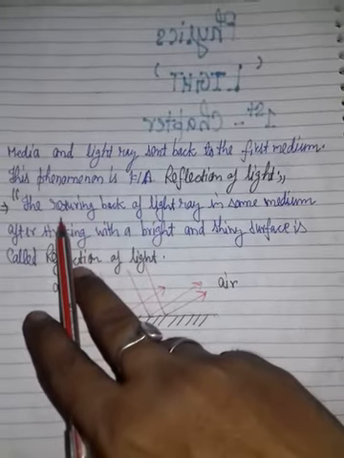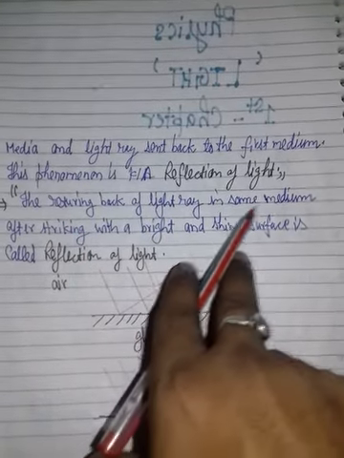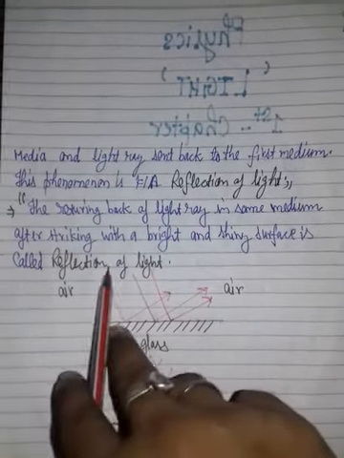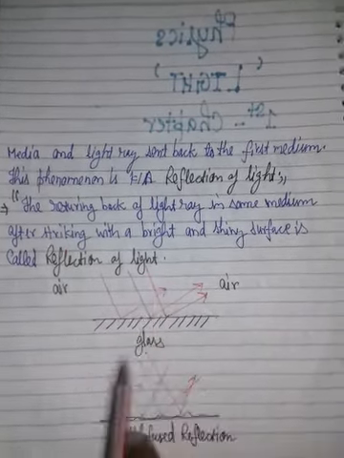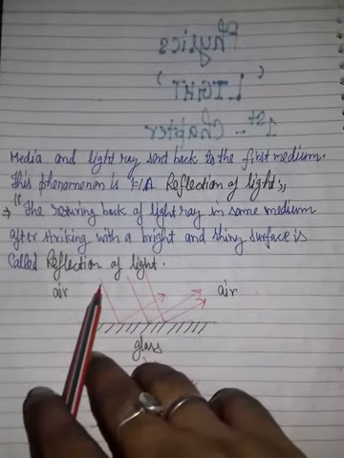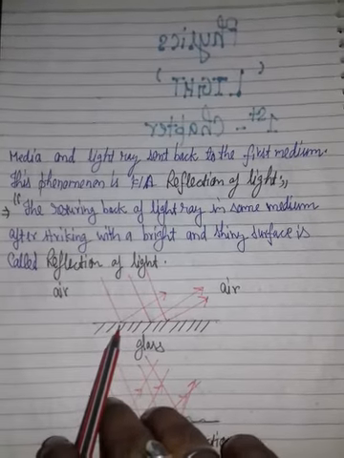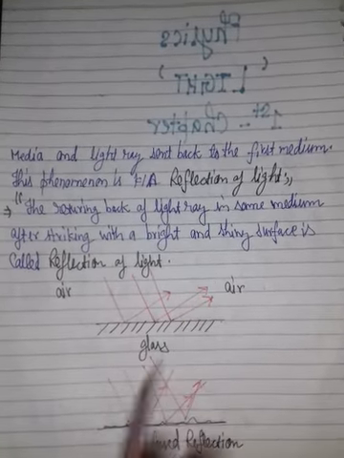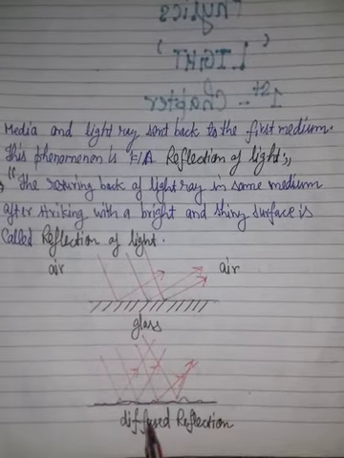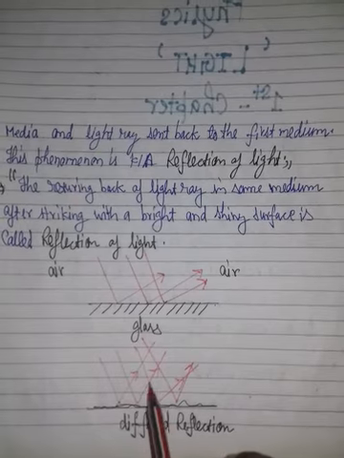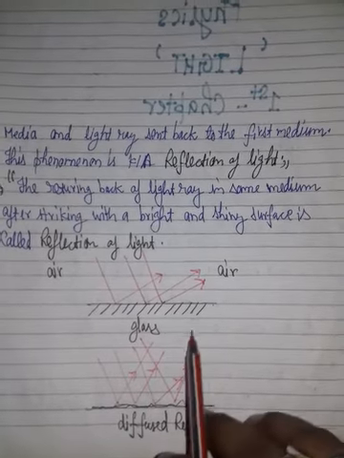The second definition: the returning back of the light ray in the same medium after striking a bright or shiny surface is called reflection of light. In this diagram, this is the polished surface or a glass on which a light ray is coming from air, and after striking the glass surface it is reflected. This is the plane surface, and in this one it is a diffuse surface, so the reflection is not regular.